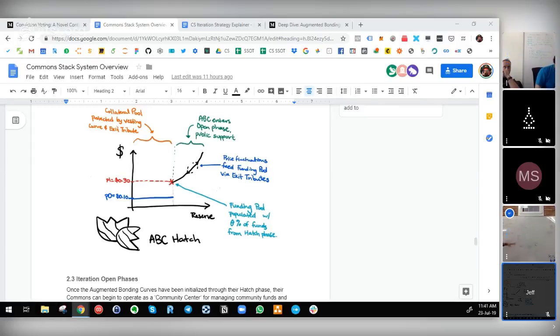Yeah, this visual should go in your funding. It already is. Oh, good. These are the ones I've been working on over the past few days. So this is, in a nutshell, the bonding curve. This is the hatch here. This is the open here.